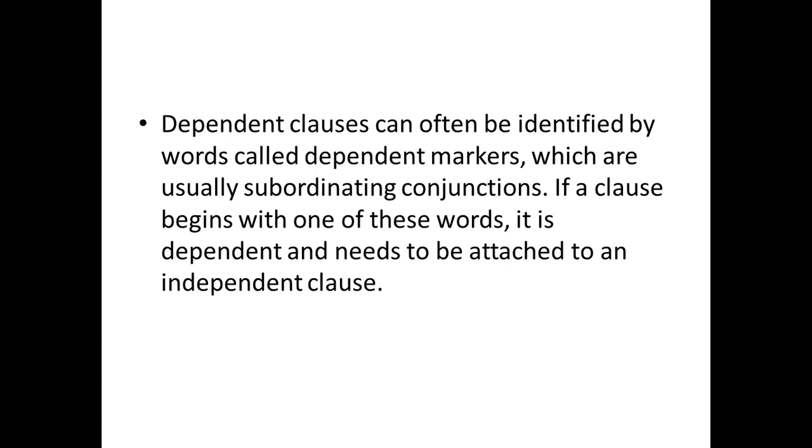Dependent clauses, as I have told you before, can often be identified by words called dependent markers. Dependent markers, as I have explained, are words which mark or signal that these are independent clauses. In the same way, there are a few words which tell us that these are dependent sentences needing another sentence for their meaning, which are usually subordinating conjunctions. If a clause begins with one of these words, it is dependent and needs to be attached to an independent clause.